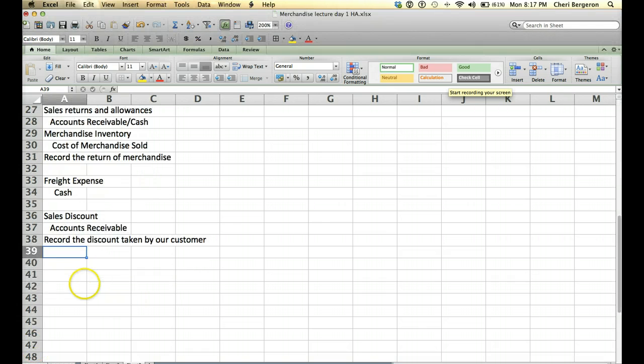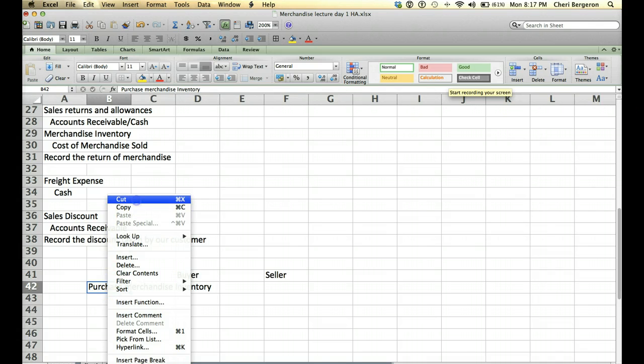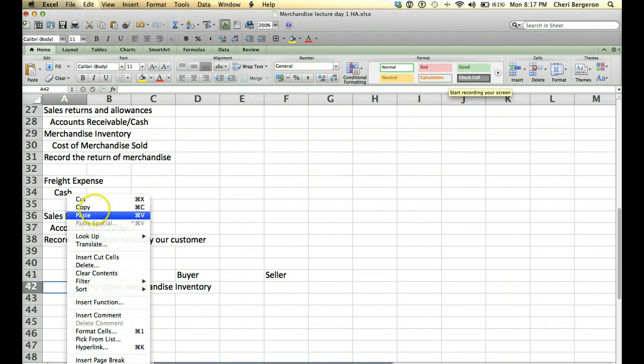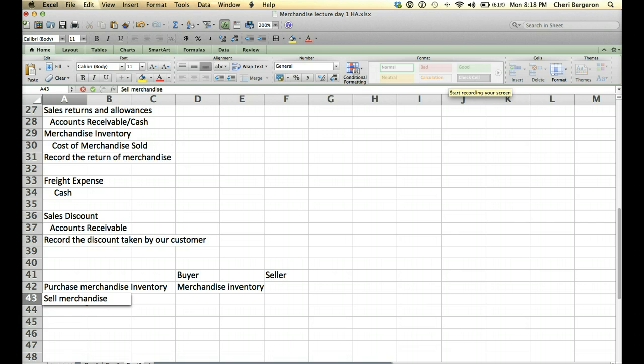Okay, let's stop here and do a recap. So the first thing that you do when you go to read a transaction is you decide if you're the buyer or the seller. And then you decide what's happening. If you purchase merchandise, I should have started this right over here, shouldn't I? I need more space. Let's see if it fits now. Okay, then you're going to debit merchandise inventory. Okay, if you sell merchandise, then you're going to credit merchandise inventory.